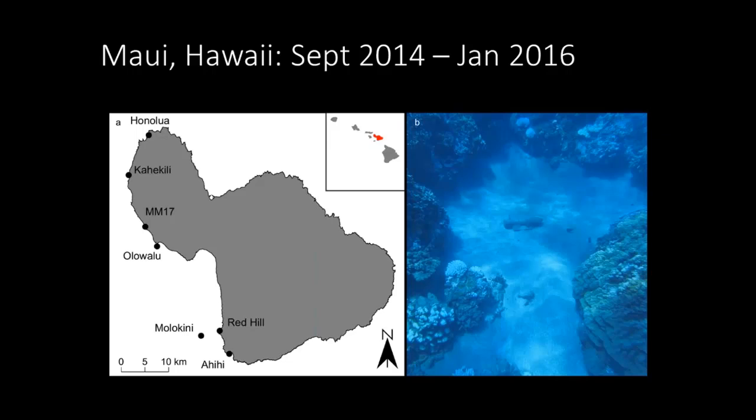So we went to Hawaii. We increased the number of reefs from 3 to 7, much greater spatial extent, so from the northwest corner of Maui to the southwest corner. And the reefs were substantially more variable. I'll show you those results in a moment. We used a slightly different acoustic recording instrument. This is called an ecological acoustic recorder, shown here.